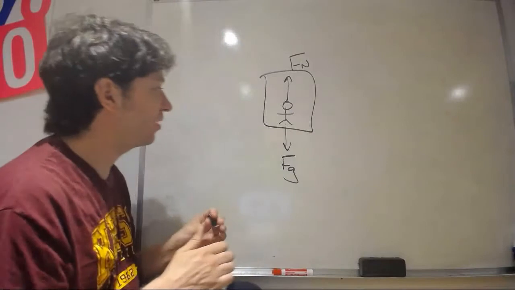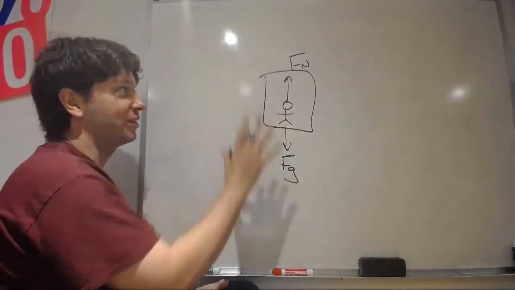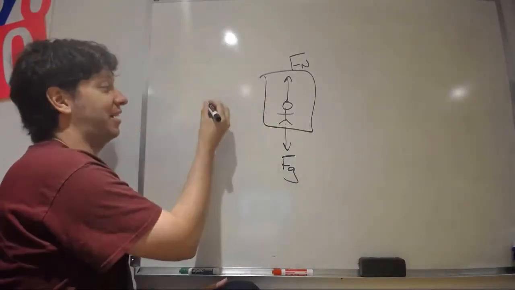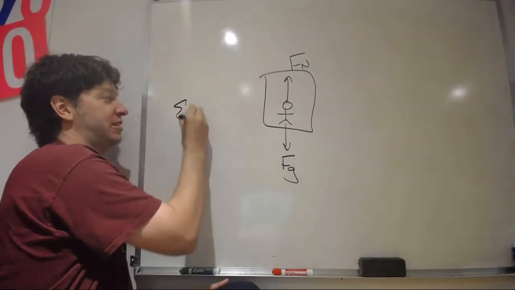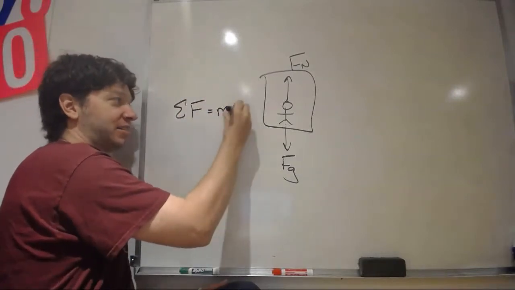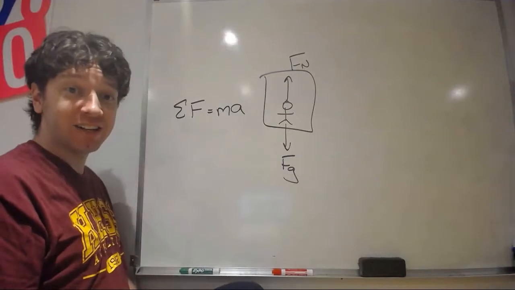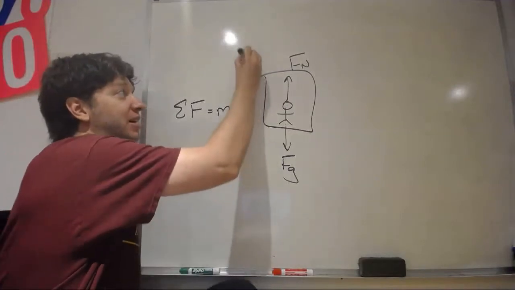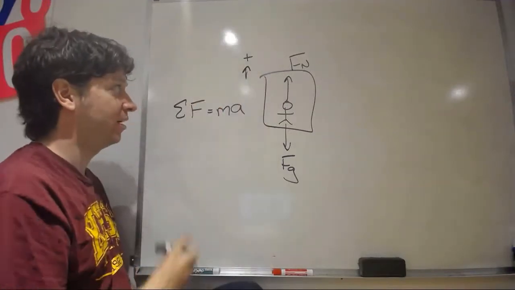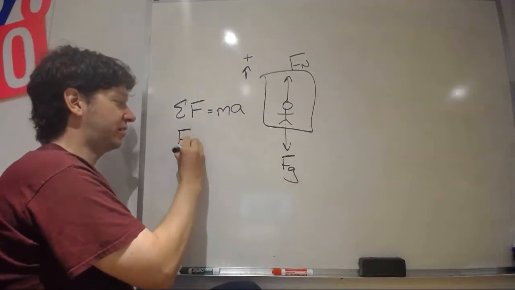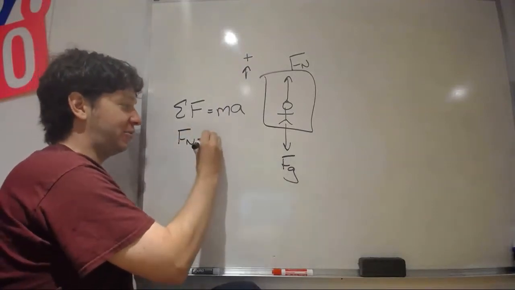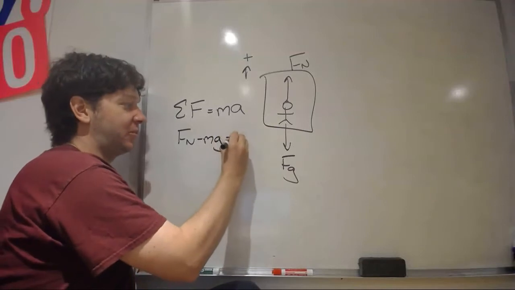We're just going to solve this problem with these forces, the real forces, and we're going to say the sum of all forces equals mass times acceleration. Now acceleration is up, so let's make up our positive direction. That means we have the normal force minus gravity, which is mg, equaling ma.